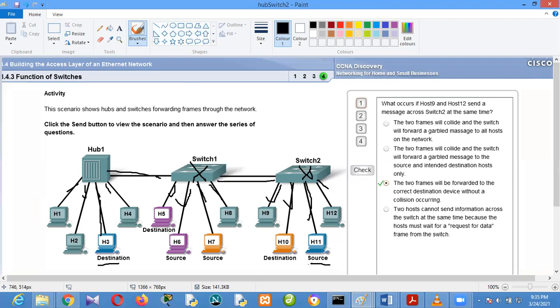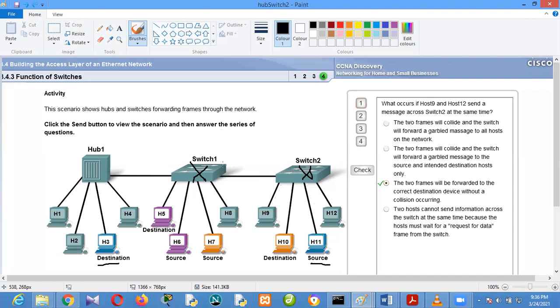Now, when the source is asking that, these switches will secretly register the MAC address of H11. This one will secretly register the MAC address of H11 and how to reach H11. Switch 2 will register the MAC address of H11 and say that to reach H11 is through maybe port F11. This one will now register H11, and how to reach H11 is through this port. So they will all register and fill their ARP tables.